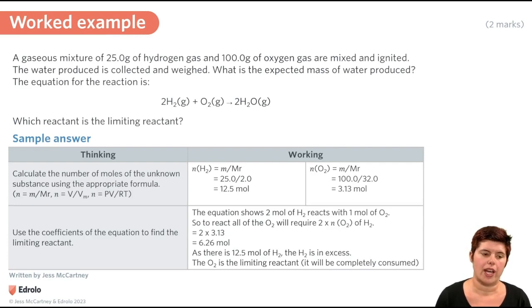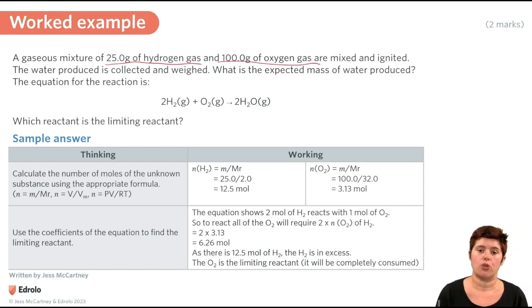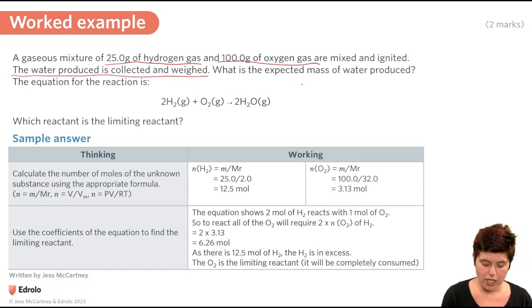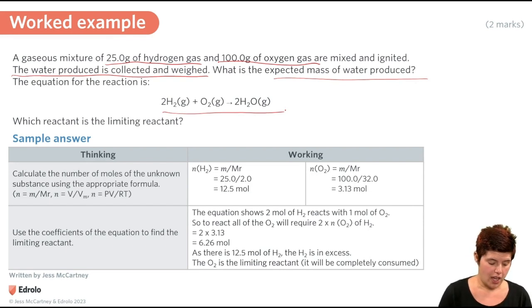So let's have a look at a question on a limiting and excess reactant. A gaseous mixture of 25 grams of hydrogen gas and 100 grams of oxygen gas are mixed and ignited. You can already see you've been given 2 lots of information, which is a very quick indication that you have to calculate the limiting and excess reactant before you do anything else. Water is produced and collected and weighed. What is the expected mass of water produced? The equation is given to you, which makes it nice and easy. Which reactant is the limiting reactant?